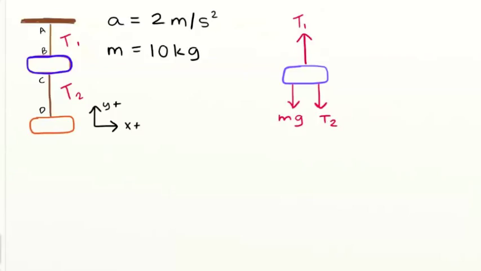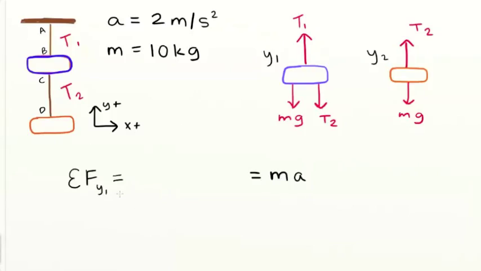And then for the orange block, it is very simple. It is just the weight pulling it downward and the tension 2 pulling it upward. So now that we have all of our diagrams drawn, we can write our trusty sum of all forces equation, which is sum of all forces in the y direction is equal to ma.